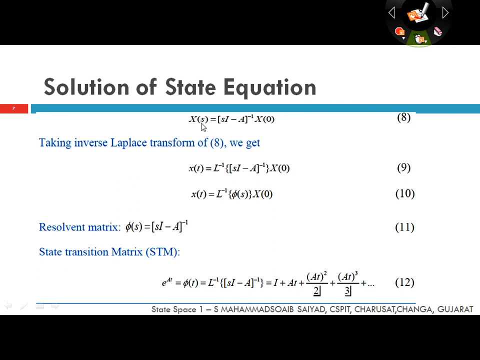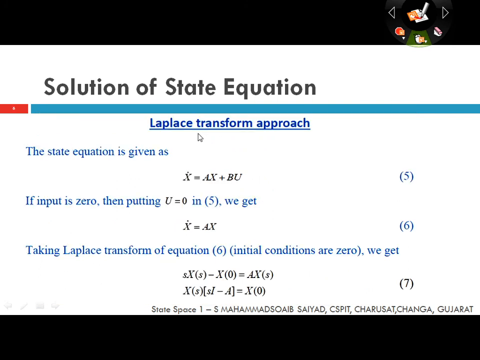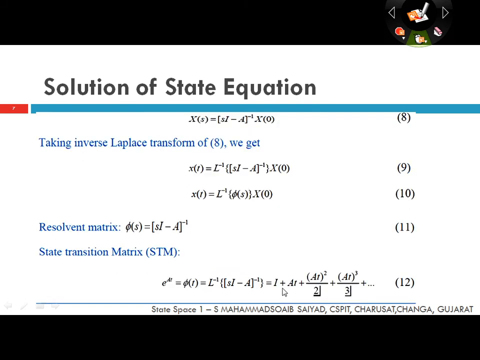So x of s is equal to, putting it on the right hand side, si minus a inverse into x of 0. Now I have to find out x of t, so I will take the inverse Laplace of this. The inverse Laplace of x of s will become x of t, and the inverse Laplace of si minus a inverse. We don't have any kind of x of 0 to transform, so it will be this. So x of t is equal to Laplace inverse of si minus a inverse into x of 0.